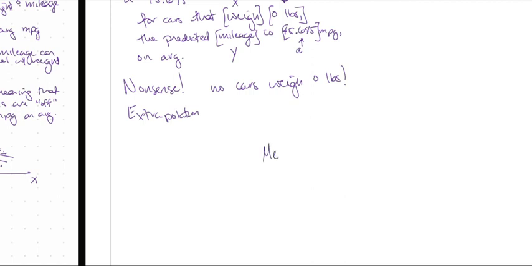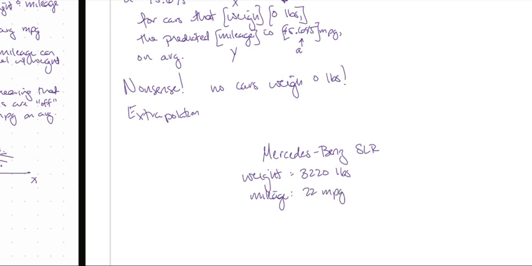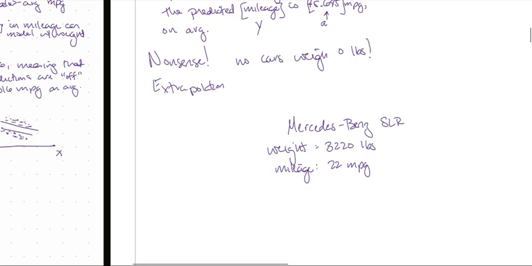The Mercedes-Benz SLR has a weight of 3,220 pounds. It has a mileage of 22 miles per gallon. Pause the video and get the predicted mileage and determine whether the model is doing a good job and how the model is doing in terms of predicting that mileage.